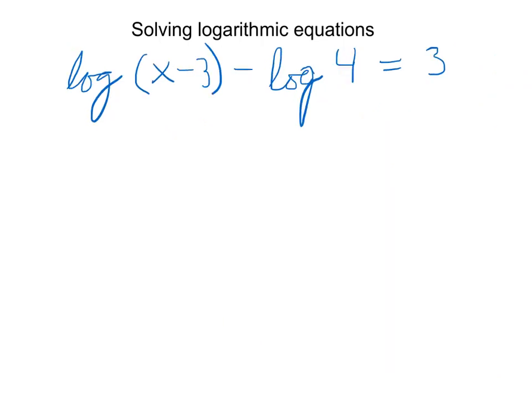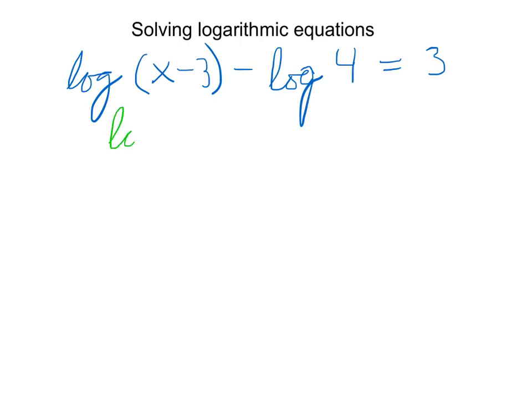To solve this equation, we're going to start with the same idea. In this case, we'll use the quotient property because it's a log minus another log. But again, we're going to write out the log. We're not going to just throw away the word log.